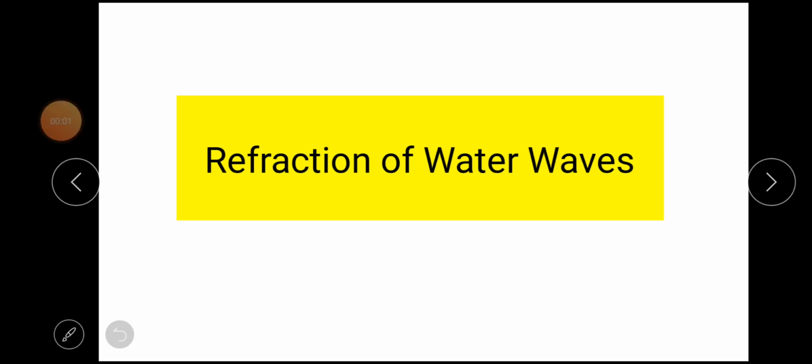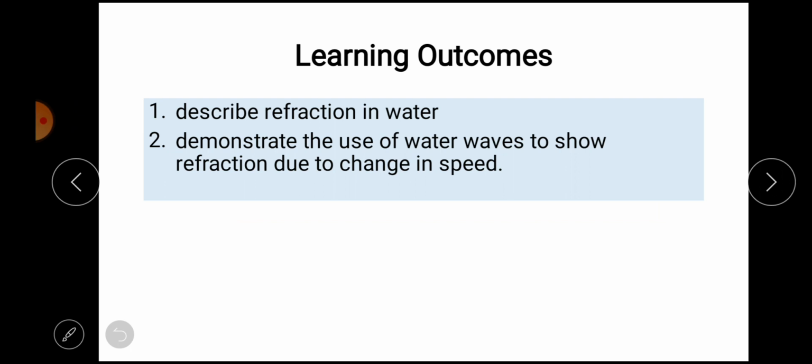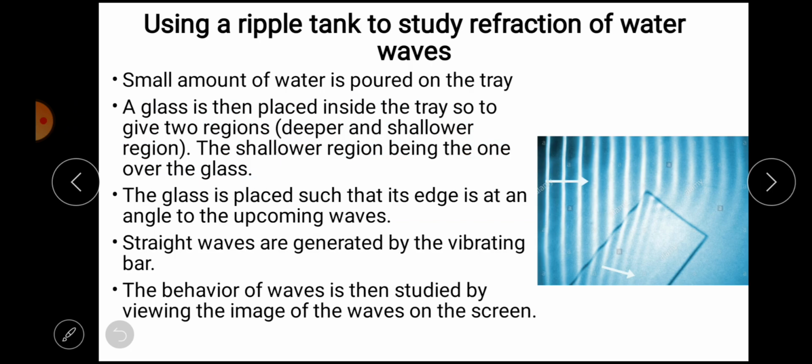Dear learners, let us look at the refraction of water waves. Let's start by looking at the objectives of this lesson. First of all, you should be able to describe what is the refraction of water waves. And then secondly, demonstrate the use of water waves to show refraction due to change in speed.